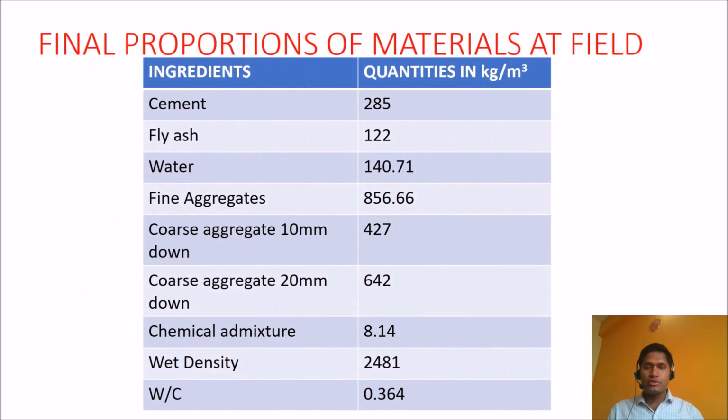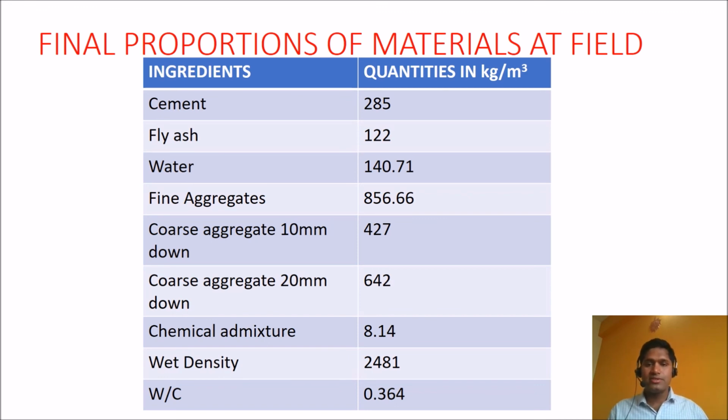So the final proportions of the concrete mix at the field: cement 285 and fly ash 122 will not be changed. Water will be changed to 140.71. Fine aggregate 856, coarse aggregate 1068, and chemical admixture 8.14. Wet density is again the same, and the water cement ratio is revised to 0.36.